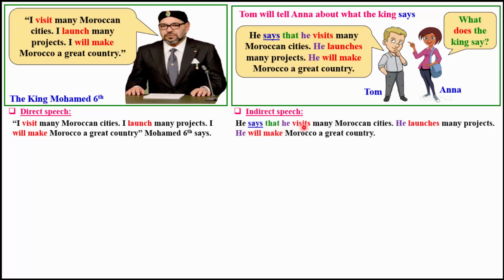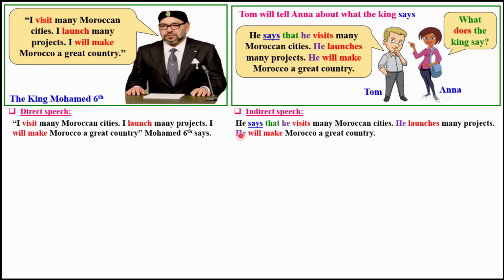He says that he visits many Moroccan cities, he launches many projects, he will make Morocco a great country. Now, in this indirect speech, there are two things that we should pay attention to. First of all, the pronoun he. In here, the pronoun he refers to the king. He says or the king says. He visits or the king visits. He launches or the king launches. He will make or the king will make. So the pronoun he refers to the king.